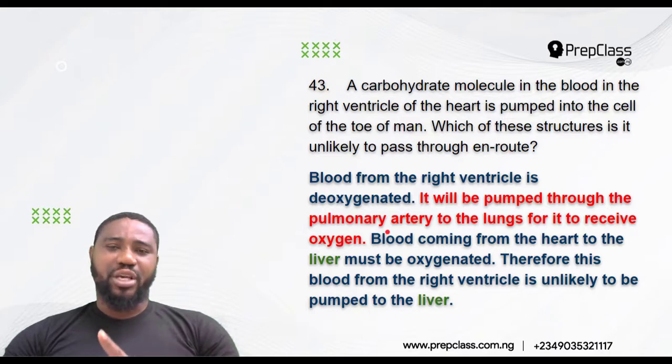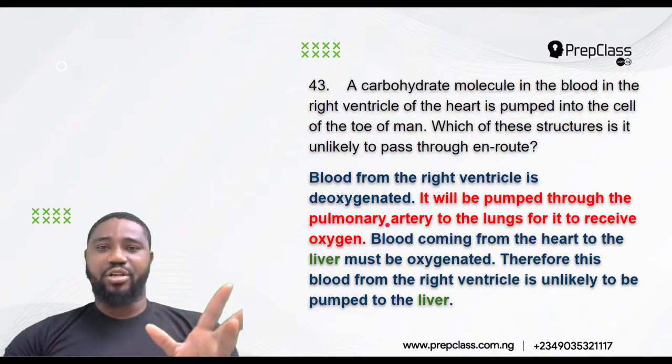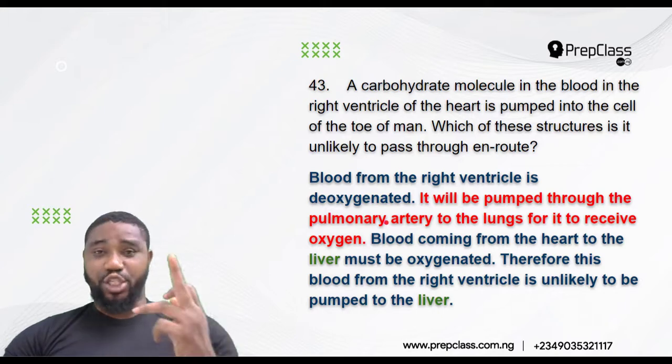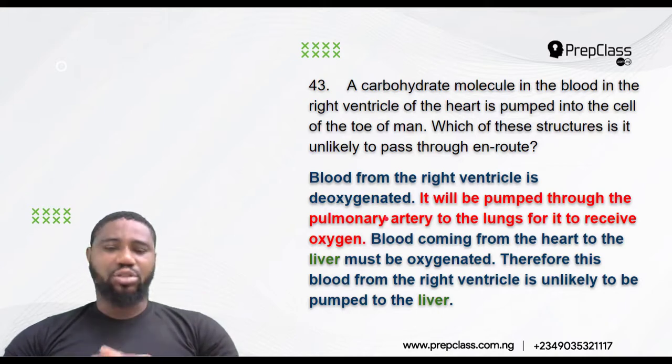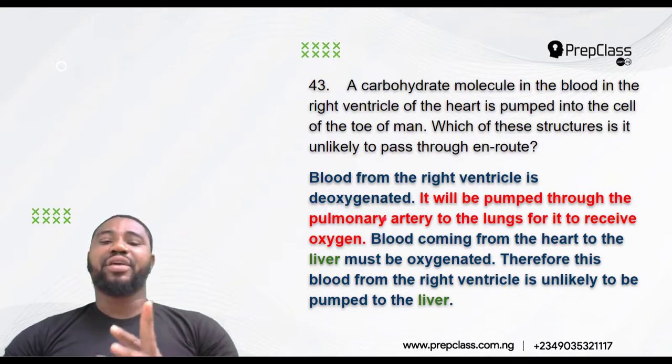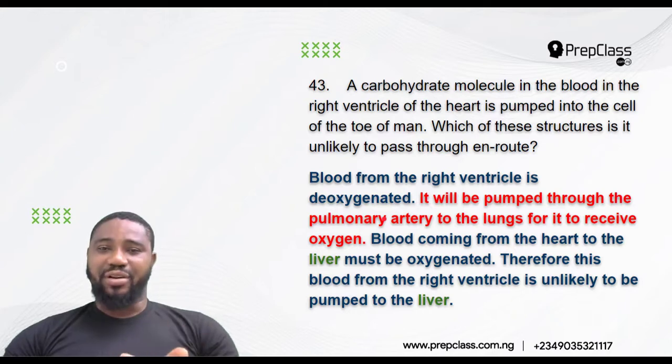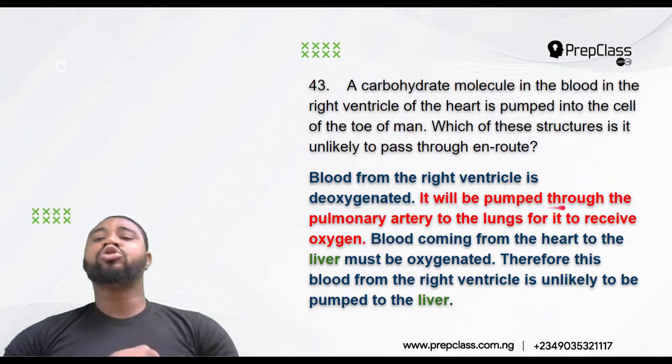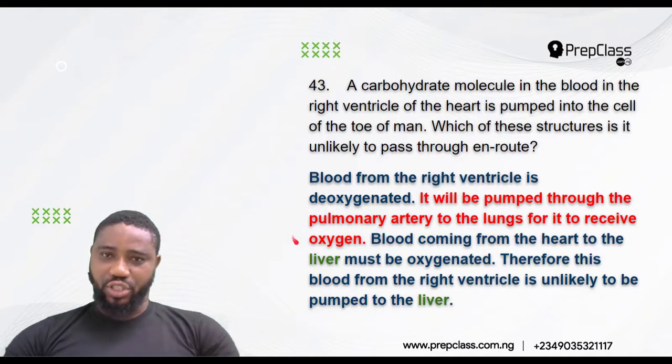We call that kind of blood circulation pulmonary circulation. When blood is pumped from the right ventricle straight through the pulmonary artery to the lungs for it to be oxygenated, that is pulmonary circulation. Are you following? Good. When blood is now pumped from the lung through the pulmonary veins into the left auricle, then from the left ventricle through the aorta around the body, that is systemic circulation. So blood from the right ventricle is deoxygenated. It will be pumped through the pulmonary artery to the lungs for it to receive oxygen.